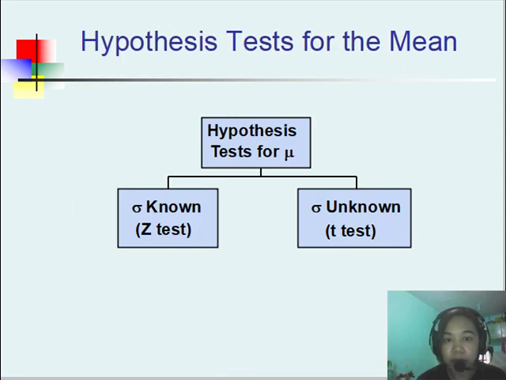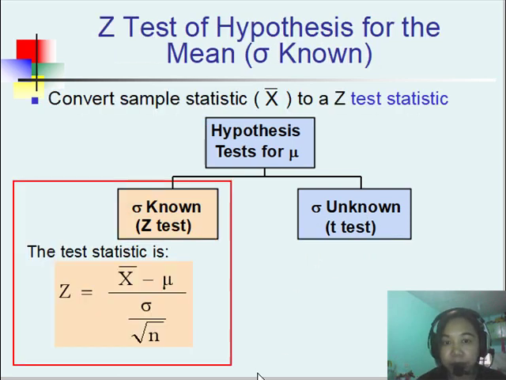So this time we will now discuss the hypothesis tests for the mean. There are two common hypothesis tests when we test the equality of the means. We have here the z-test and the t-test. The z-test is applicable when your population standard deviation, or sigma, is known. And the t-test is appropriate when your sigma, the population standard deviation, is unknown.